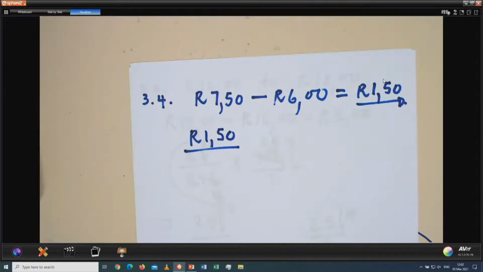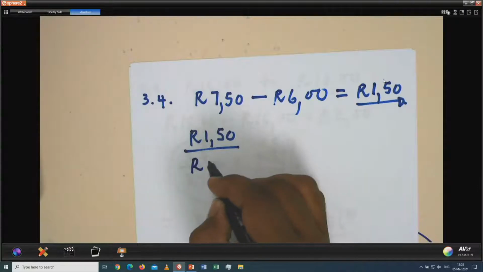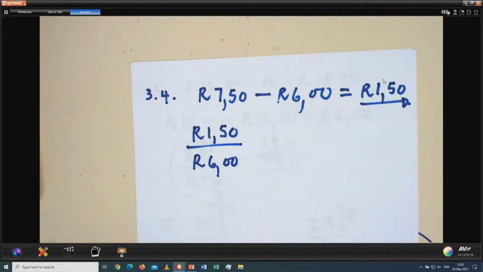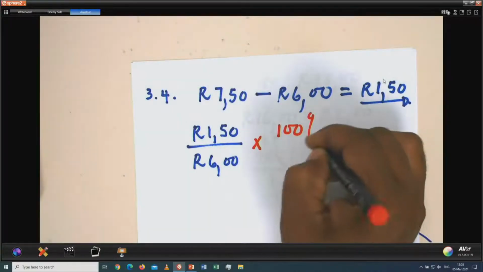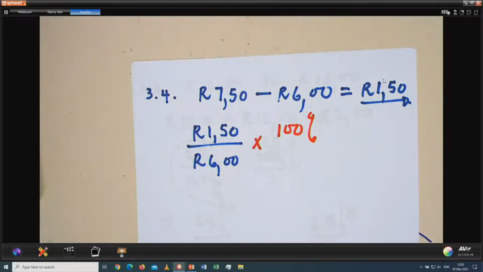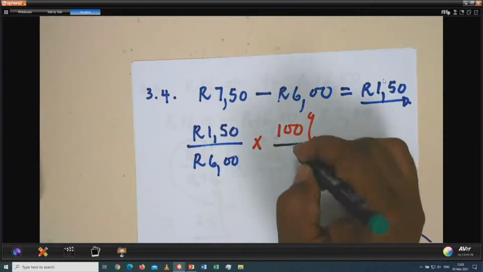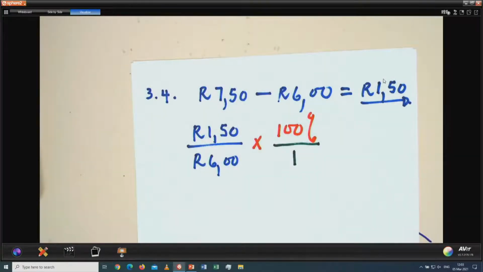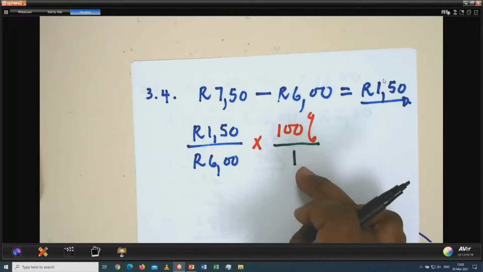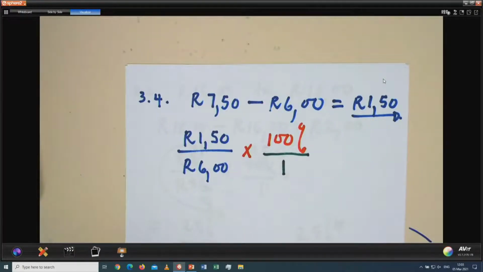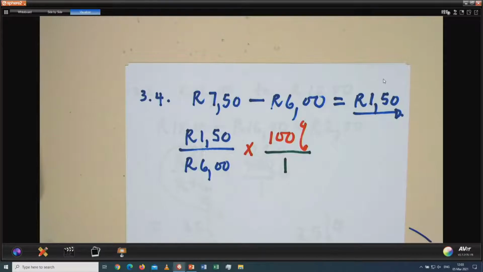Therefore, the price increased from 6 Rand to 7 Rand 50. Therefore, the original amount is 6 Rand. And therefore, we need to multiply it by 100%. Why? Because we are looking for the percentage increase. Now remember, you need to put the percentage divided by 1. We express that whole number 100% as a fraction. Then we put a fraction line, and then we put 1 below.